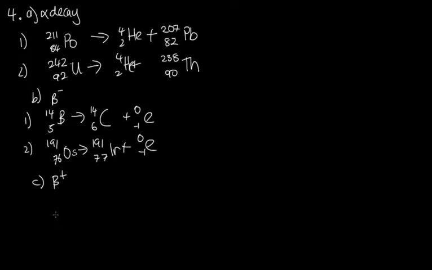So the first one that decays through the positron decay is nitrogen 13. And so we're releasing a positron, which looks like this. And so we end up with an atomic number 1 less than 7, so that's 6. This is unchanged. 6 is carbon. So we've got this as our equation.